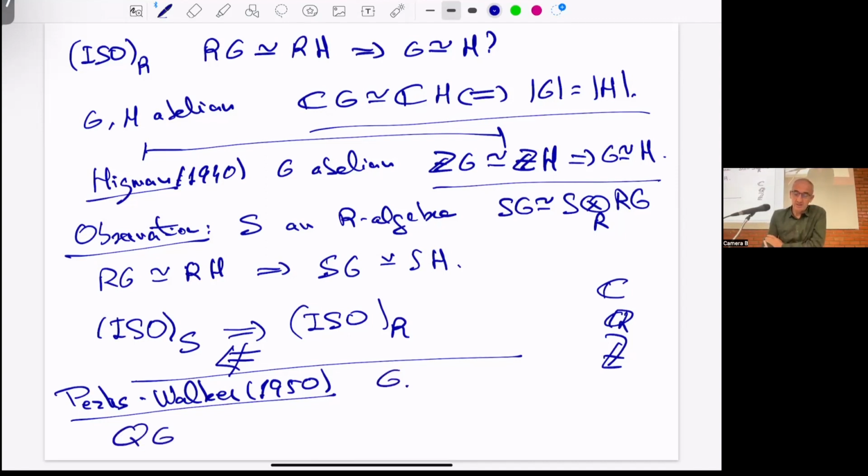But the idea is that if G is abelian again, and if the rational group algebras KG and KH are isomorphic, then the groups are also isomorphic. So for abelian groups, at least over the rationals, we have a positive solution, but not over the complex numbers.